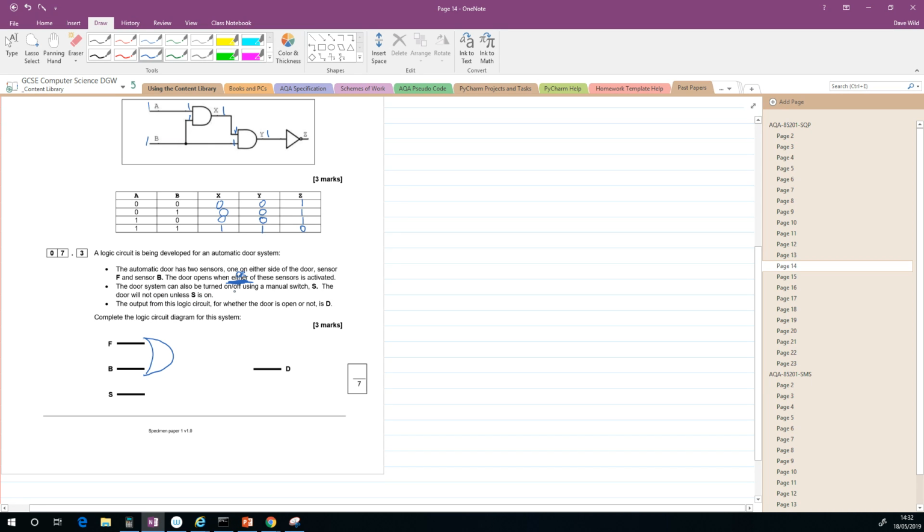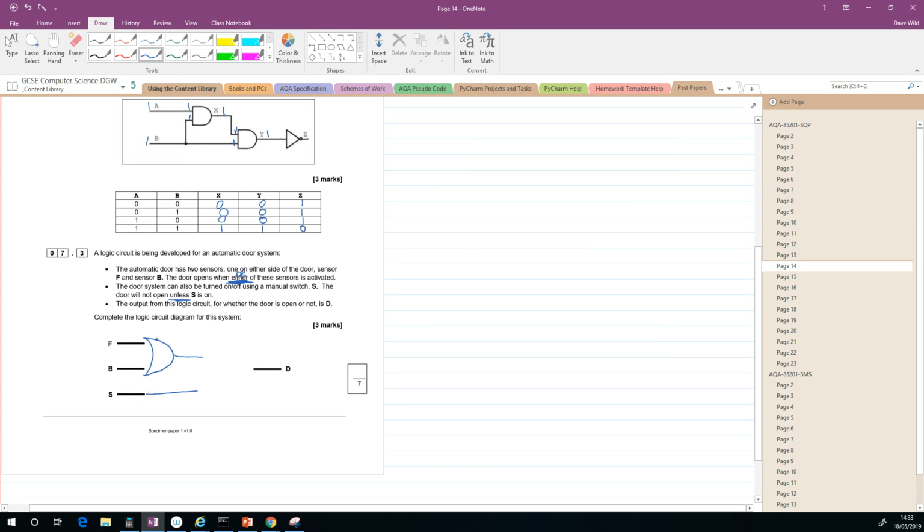The door system can also be turned on using a manual switch S. The door will not open unless S is on. So it will not open. This will not be a 1 here, this D for door, unless this is on. Okay, so this must be on. And okay, the output from this logic circuit for whether the door is open or not is D. Complete the logic circuit. So this needs to be on, so if this is on, then the output will be on.